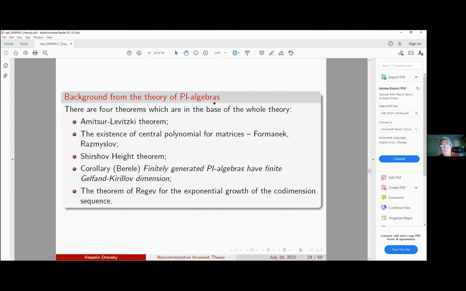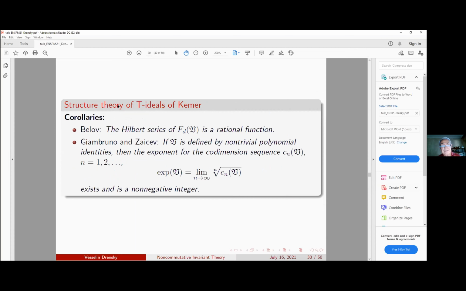So what we need from the theory of PI algebras, of course, there are several theorems, some of which Daniela mentioned, some are new. This is the Amitsur-Levitzki theorem, the central polynomials for matrices by Formanek and Razmyslov, the Shirshov-Chai theorem. By the way, as an immediate consequence of the Shirshov theorem, you get that finitely generated PI algebras have finite Gelfand-Kirillov dimension, which simply means that the growth of the algebra is polynomial. I'll add here the theorem of Regev for the exponential growth of the codimensions. Also, I'll add the structure theory of the T-ideals of Kemer. As a consequence of this theory, you have that the Hilbert series of the relatively free algebras are rational functions, and the theorem of Giambruno and Zaicev about the exponent, that it exists and is a non-negative integer.